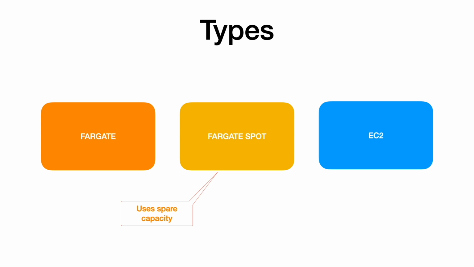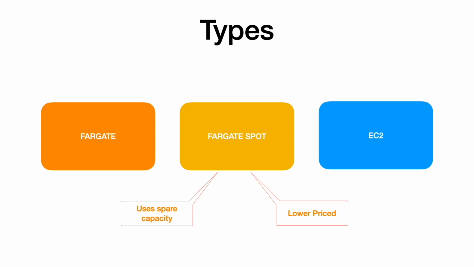As this is not the committed capacity for you, AWS offers this for much lower price compared to Fargate. As your tasks could be interrupted, you should only run the tasks on Fargate Spot which can tolerate interruptions. For instance, the batch applications, which can restart from the last point of failure.